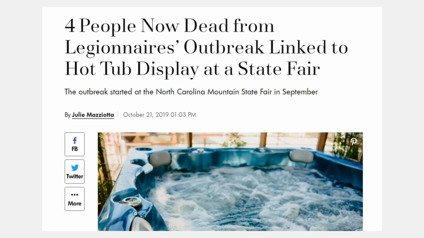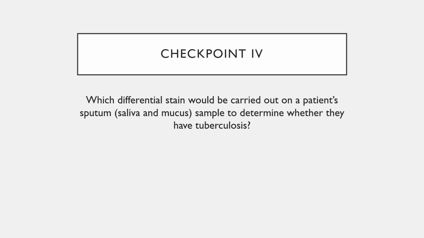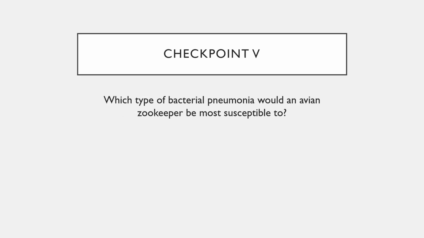So this brings us to a few more checkpoints. Firstly, which differential stain that we've learned about in this class would be carried out on a patient's sputum sample, which is saliva and mucus, to determine whether they have tuberculosis? So what stain would you perform on sputum to figure out if the tuberculosis pathogen is present there? And next, which type of bacterial pneumonia would an avian zookeeper be most susceptible to? A zookeeper who cares for birds.